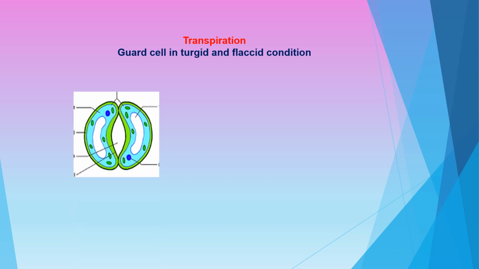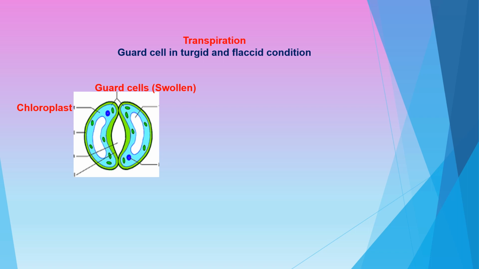In this topic we are going to see transpiration. First, transpiration with guard cells in turgid and flaccid condition. Turgid means swollen, flaccid means limp. First, this is turgid. The guard cells are swollen. The two bean-shaped parts are called guard cells. When the guard cells are swollen, the stoma is open.